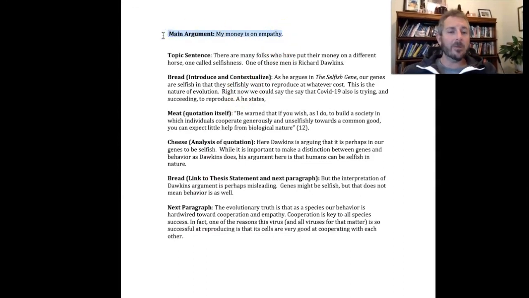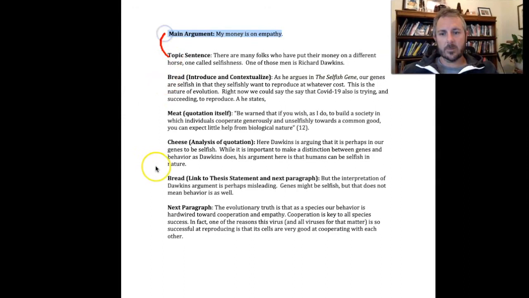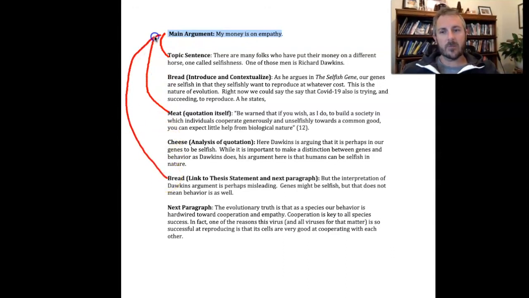Number one, everything goes back to the main argument, right? That means the topic sentence goes back to the main argument. It means the quotation goes back to the main argument to support it. It means the last few sentences of the paragraph go back to the main argument to support that. Everything goes back to the main argument. And you might call this a thesis, you might call it a controlling argument, whatever you choose to call it. It is the main argument of the piece.